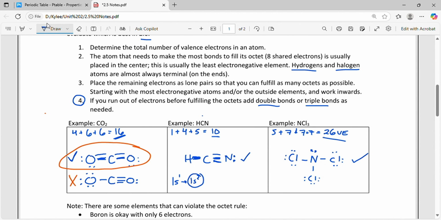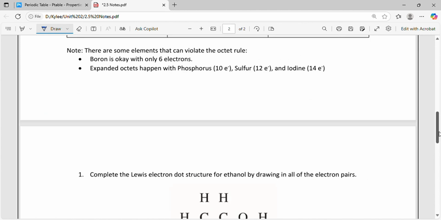Now, there are some exceptions to the octet rule. Boron is okay only having 6 electrons around it instead of having 8. So oftentimes we might see something like only 3 bonds around boron, something like this. So boron is a notable exception that is allowed to have fewer than an octet.